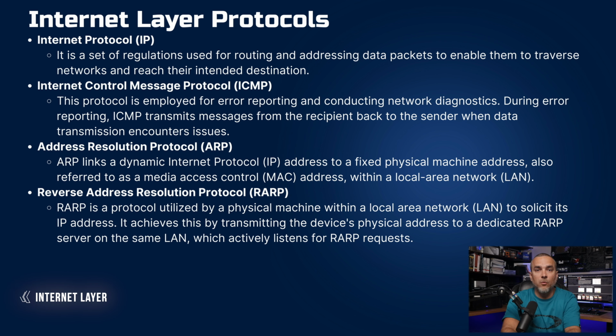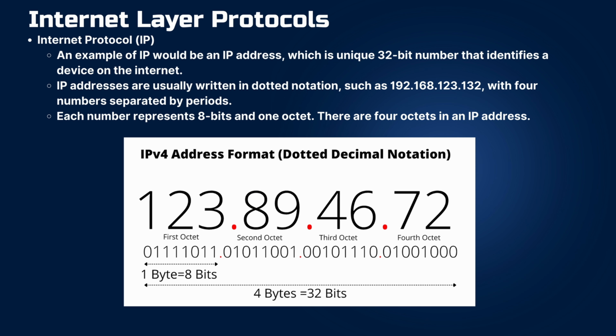The internet layer includes 4 protocols. Let's take a look at each one. First up is the Internet Protocol, or IP. As I just mentioned, it is a set of rules for routing and addressing packets of data so they can travel across multiple networks and arrive at the correct destination. An example of IP would be an IP address, which is a unique 32-bit number that identifies a device on the internet. IP addresses are usually written in dotted notation, such as 192.168.123.132, with 4 numbers separated by periods. Each number represents 8 bits and 1 octet. There are 4 octets in an IP address.